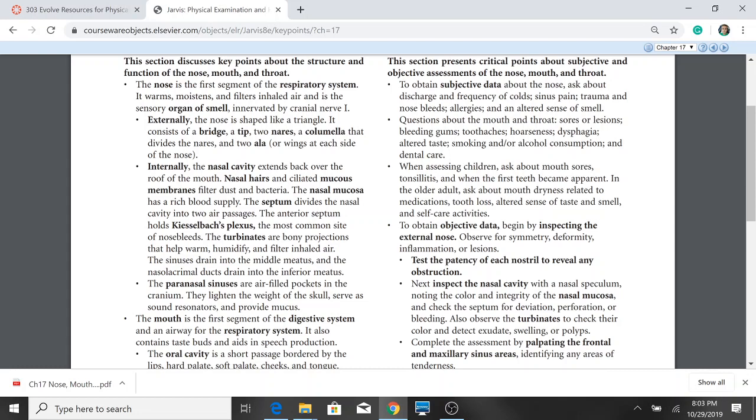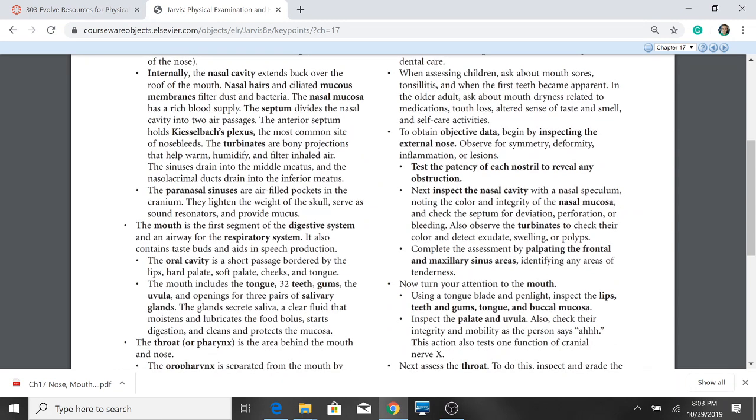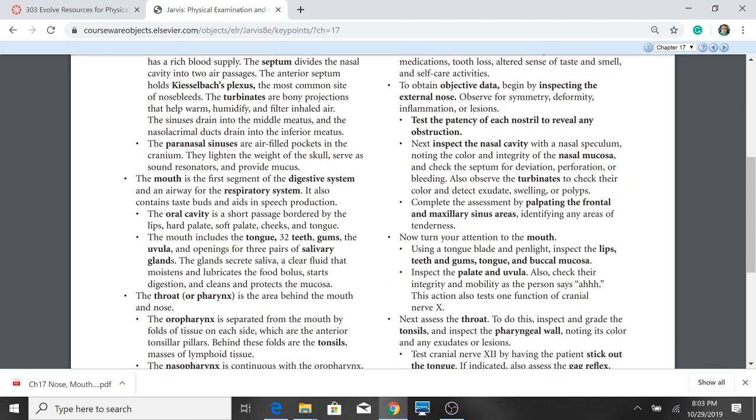To obtain subjective data about the nose, ask about discharge and frequency of colds, sinus pain, trauma, nosebleeds, allergies, and altered sense of smell. Ask questions about the mouth and throat: sores or lesions, bleeding gums, toothaches, hoarseness, dysphagia, altered taste, smoking and alcohol consumption, and dental care. When assessing children, ask about mouth sores, tonsillitis, and when the first teeth became apparent. With an older adult, ask about mouth dryness related to medications, tooth loss, altered sense of taste and smell, and self-care activities.